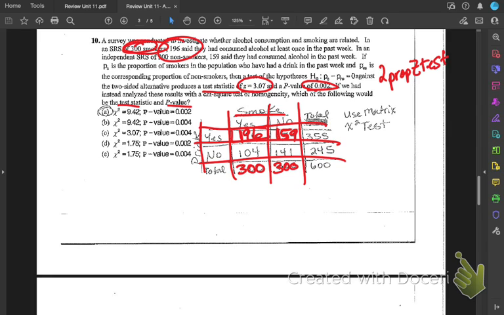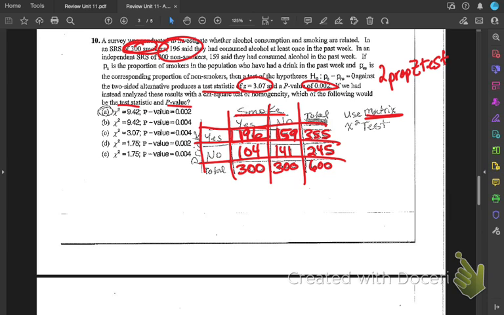Okay, now we can fill out the table. So we have 600 total. We have 104 that are smokers but do not drink. We have 141 that are non-smokers and do not drink. And then 355 total that say yes, they drink, 245 that say no, they do not drink. And then we have our big total of 600.